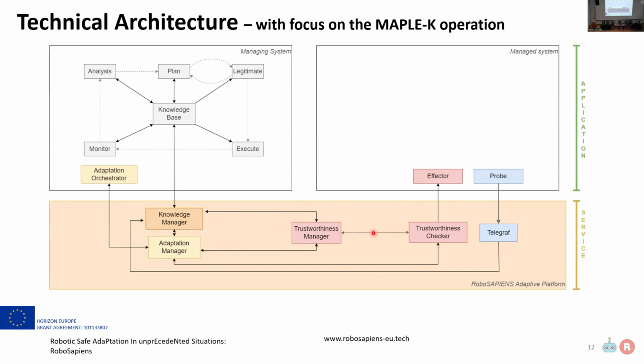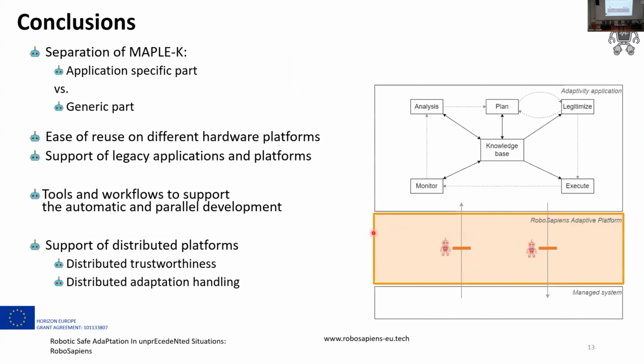So you see, that is what we do in the service layer, just as an example, perhaps one of the most typical examples. So conclusion, what have we done here? I hope what you have learned. We have proposed a well-known deployment architecture, but we have added components, we have added services. We focused on the separation of concerns, application specific versus the generic part. We hope that we enabled ease of reuse on different hardware platforms, support of legacy applications such that old stuff can be reused.